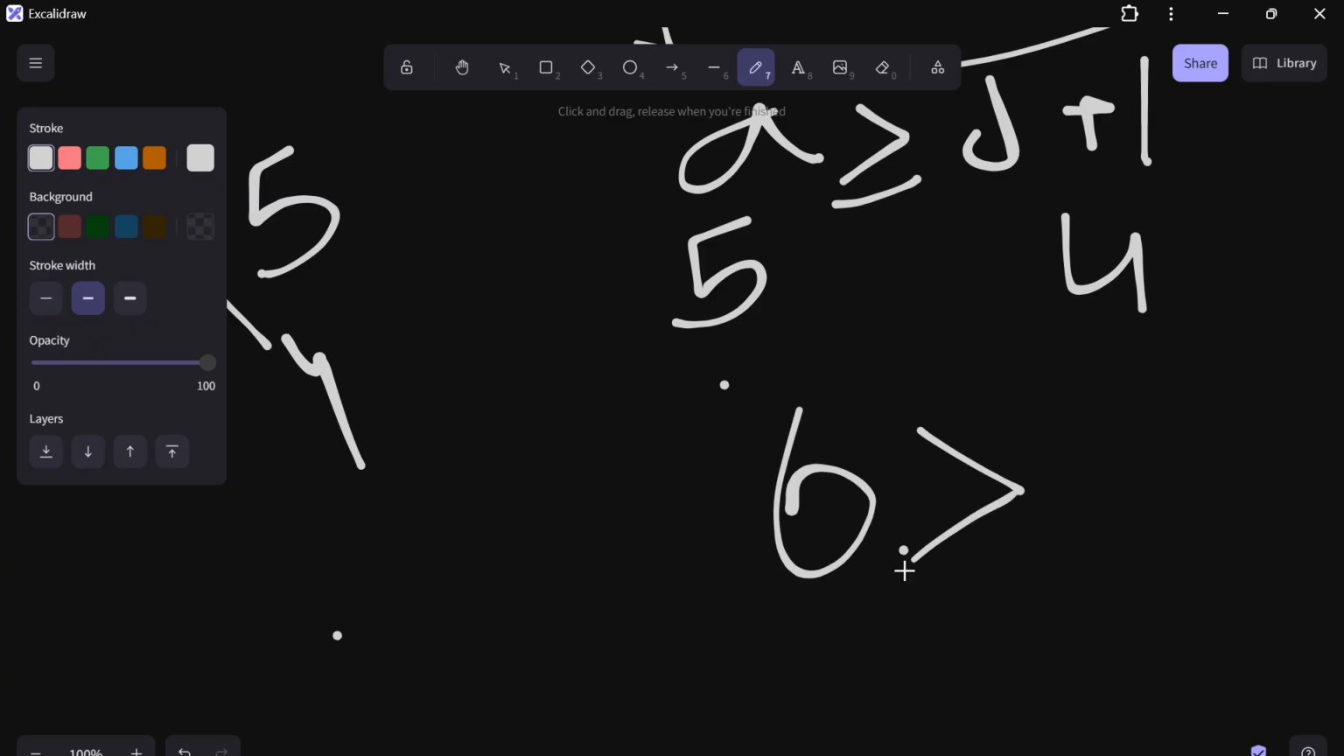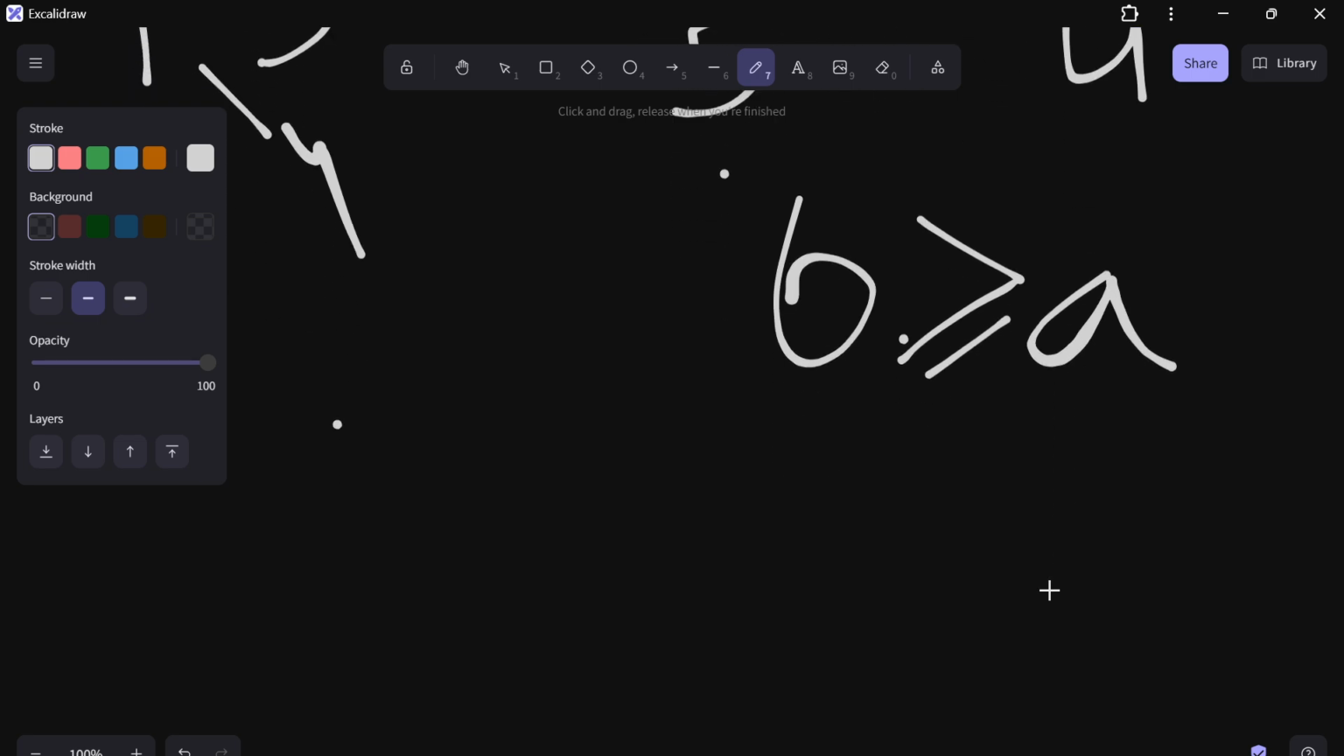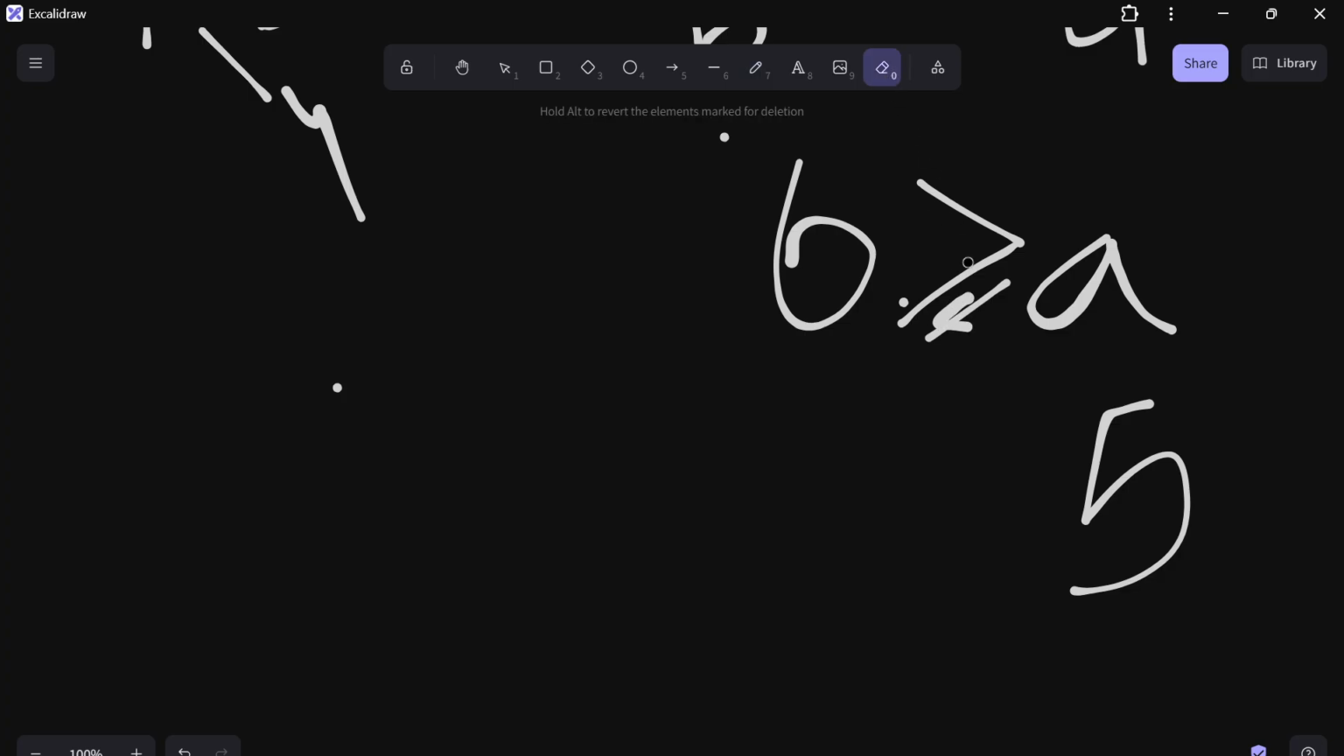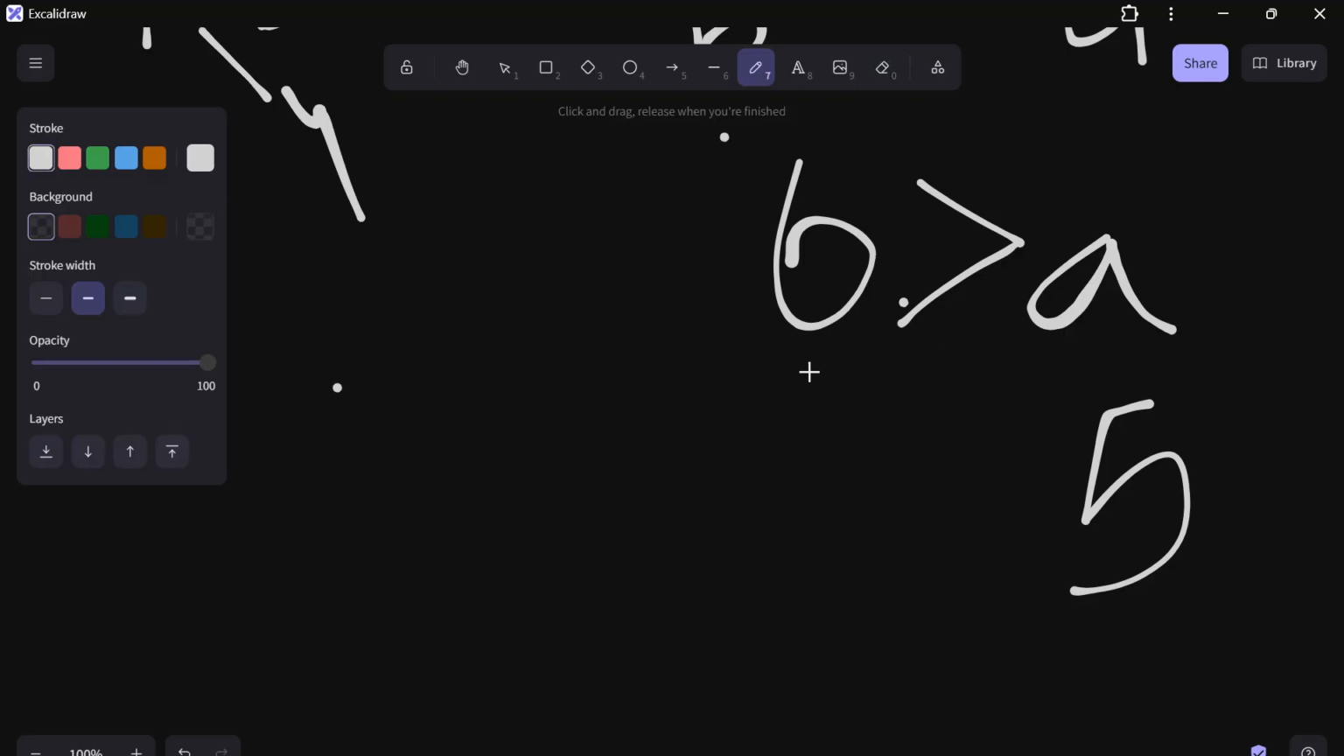B also must be greater than A. So A will become 5. It is not equal to that; it must only be greater. Okay, we need B to be greater than that A. So think that 5, 7 is also a prime number, valid. 11 is also a prime number, that is valid.